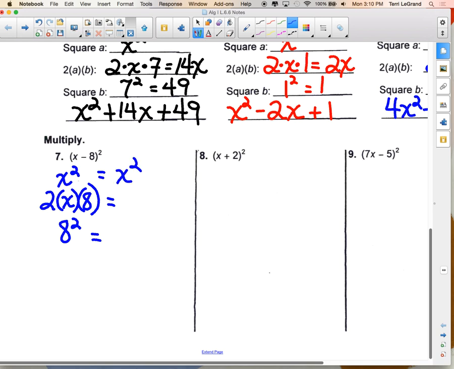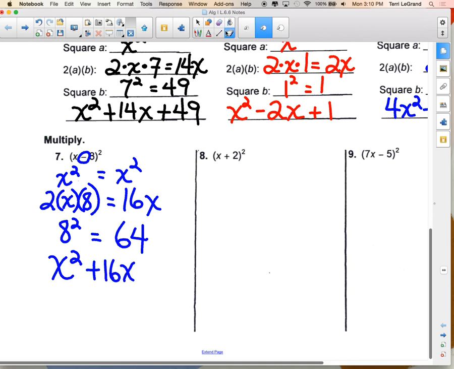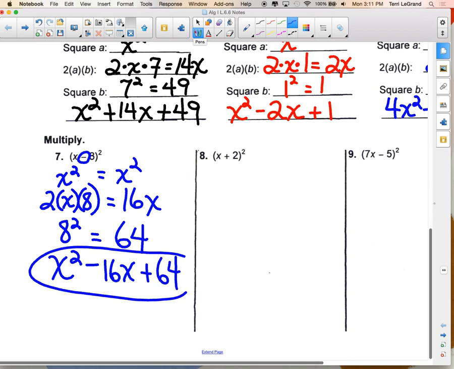X squared is x squared. 2x times 8 is 16x. 8 squared is 64. What's going on in our binomial? Subtraction. So x squared minus 16x. There's a subtraction in our binomial. And then what? Plus 64. There's our perfect square trinomial answer.